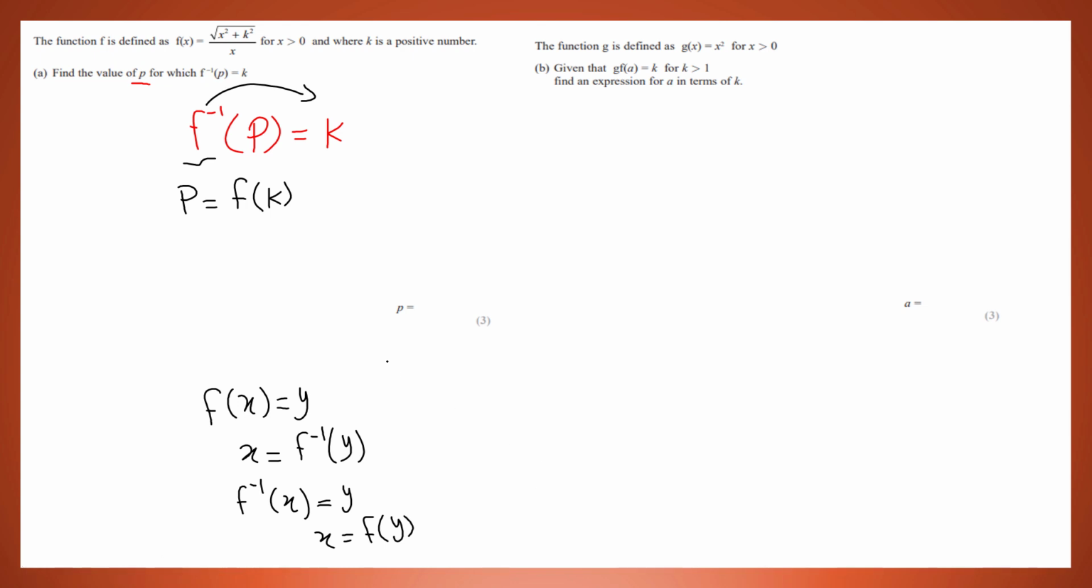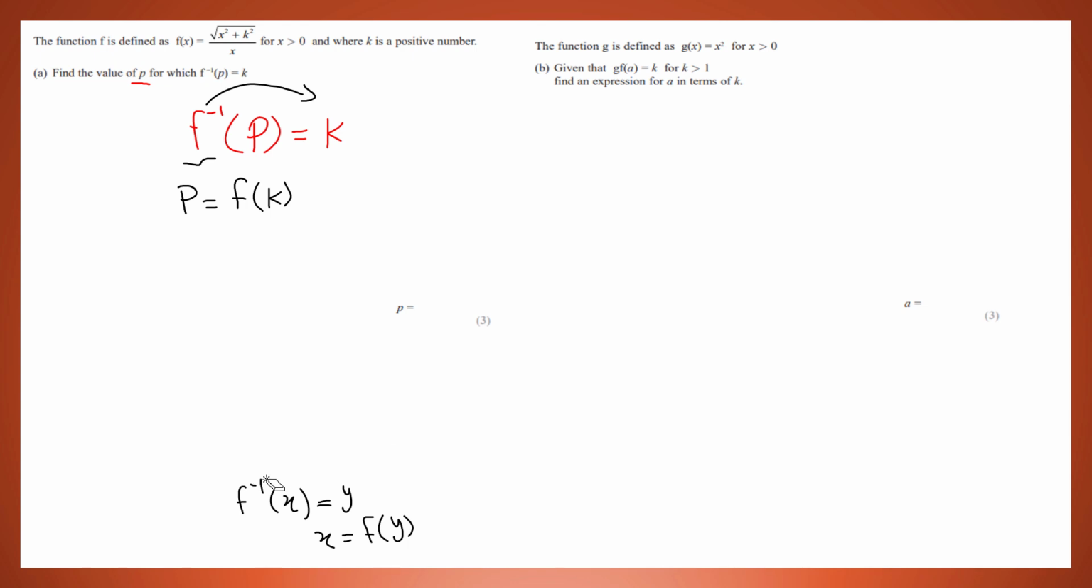So if I need now to find p, as what's required from the question, here I have f inverse of p equal to k. So the inverse goes to the other side as the normal function notation. So p now equals f of k. So what I will do is I will just go to the function notation at the top of the question.